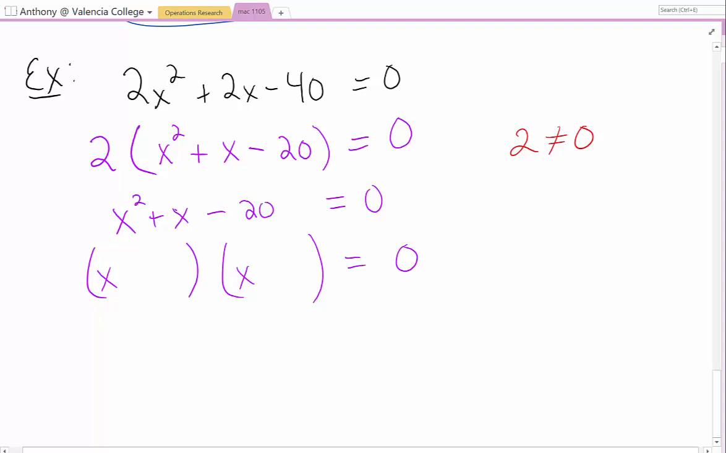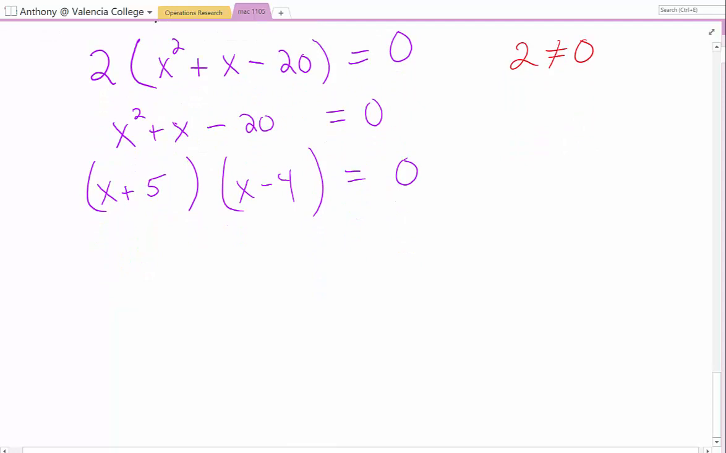Well, what does that? Let's see here. 4 times 5. That gives us 20, but let's get the right combination of pluses and minuses. Remember what I told you, the positive b means that the larger number has the plus sign with it. So x plus 5 times x minus 4. Once again, set both of those factors equal to 0. You get x is a negative 5 and x is a positive 4. Okay?